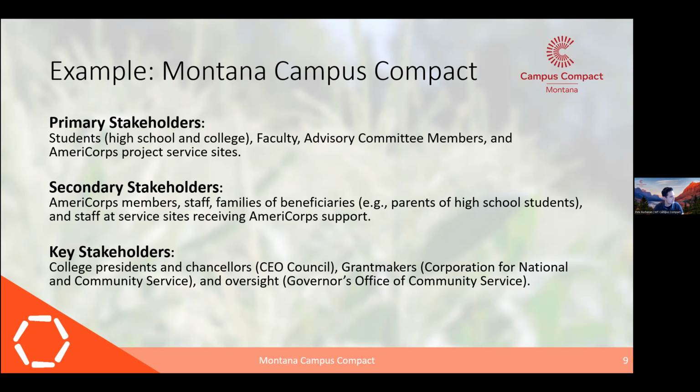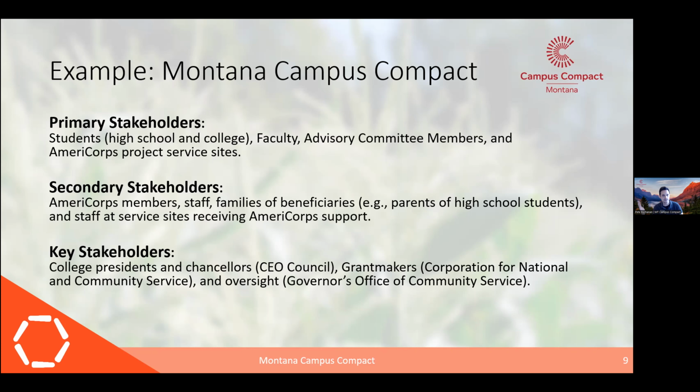Secondary stakeholders tend to get a bit more broad because there's so much overlap between the primary and secondary. But AmeriCorps members are secondary stakeholders, as are the staff and families of the beneficiaries. An example of that would be the parents of high school students. And yes, any of the staff at service sites receiving AmeriCorps support.